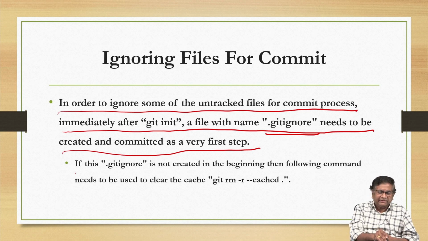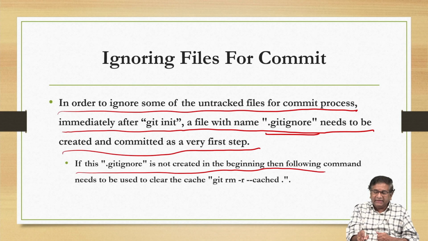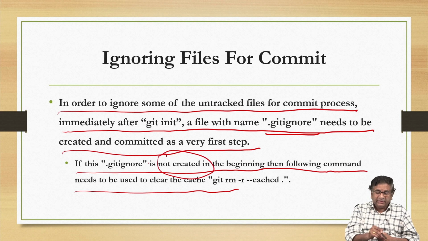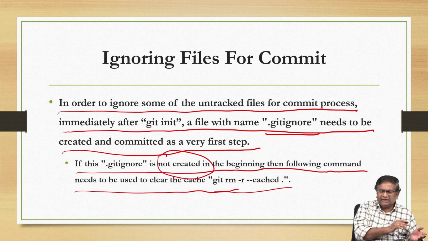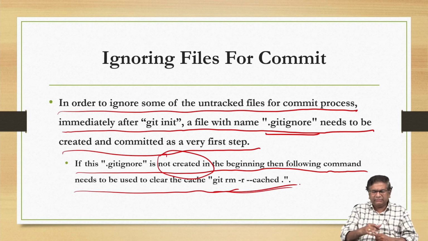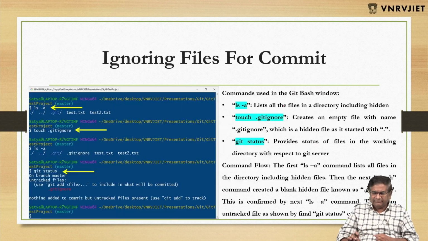Now, if this .gitignore is created in the beginning, the following command needs to be cleared. If it's not created in the beginning, then, let's say you want to do it for other files, like I said, to remove files from staging, you can use the command which we already explained, right? So that's pretty much it. Basically what you need to remember is about this .gitignore.